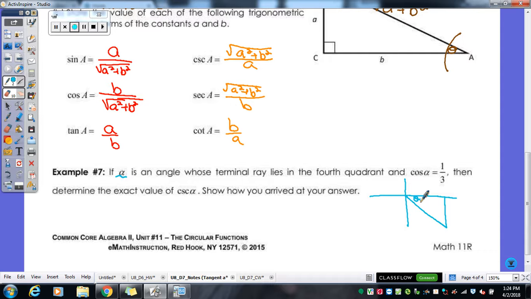Cosine is 1/3, so that means the adjacent over the hypotenuse. We have to figure out what our missing side is.